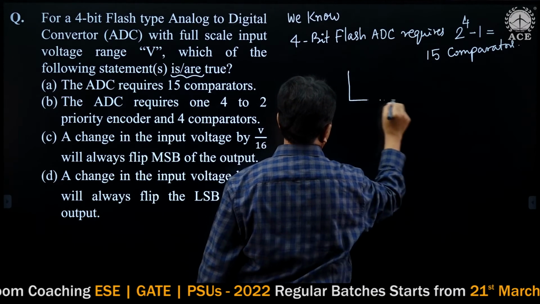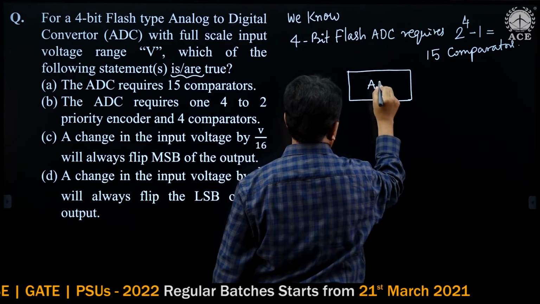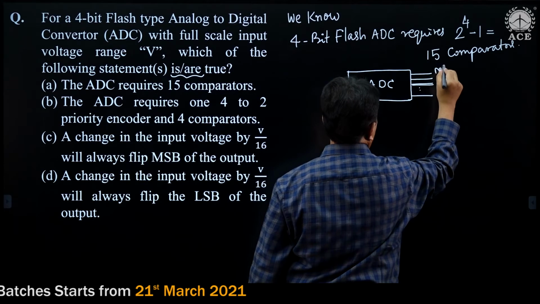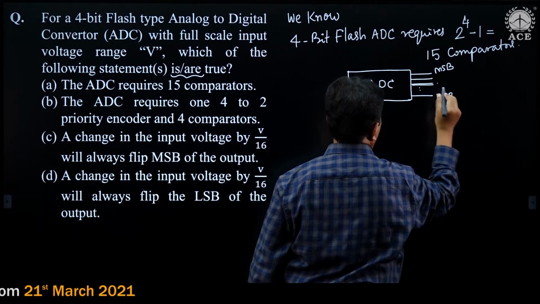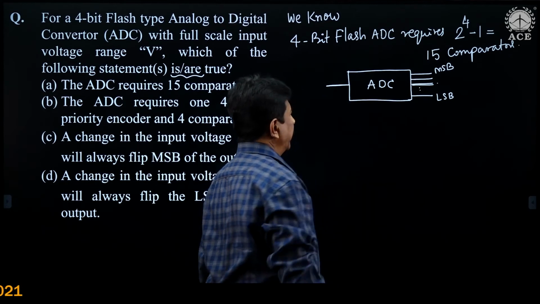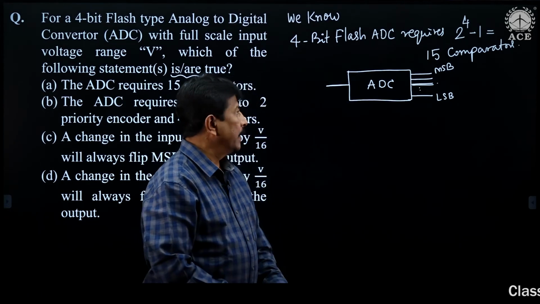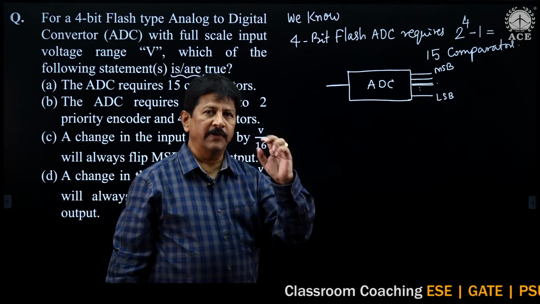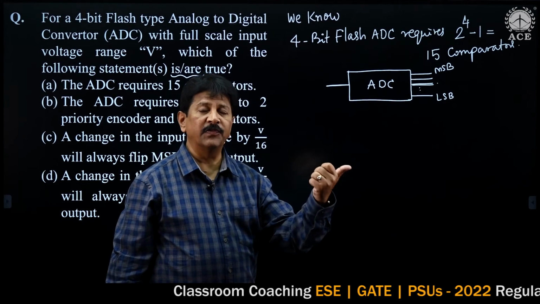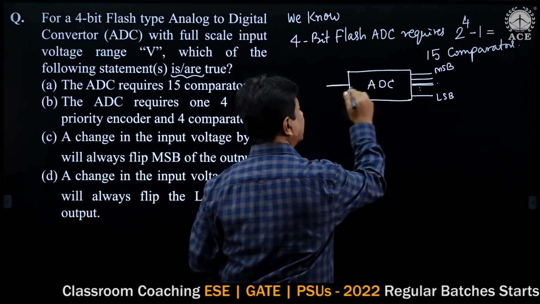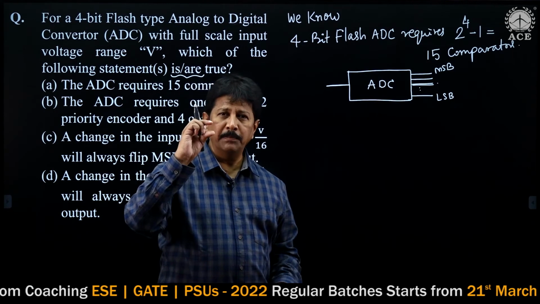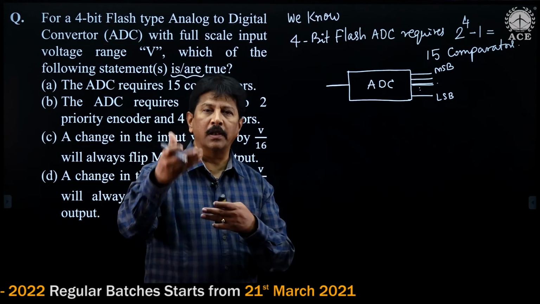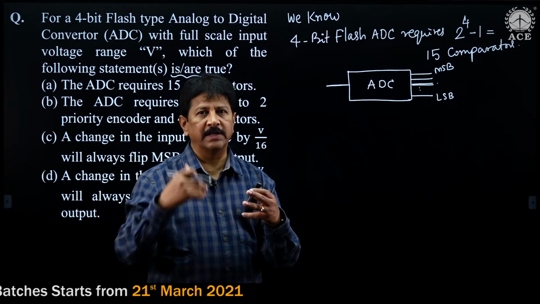And another thing you have to understand here is whenever the input change is by LSB value, that is VR by 2 power n, then the least significant bit is going to change. Okay? So that is the definition of your resolution. Resolution means what is the minimum change required at the input to make the LSB bit to toggle. If it is 0, it will become 1. If it is 1, it will become 0.